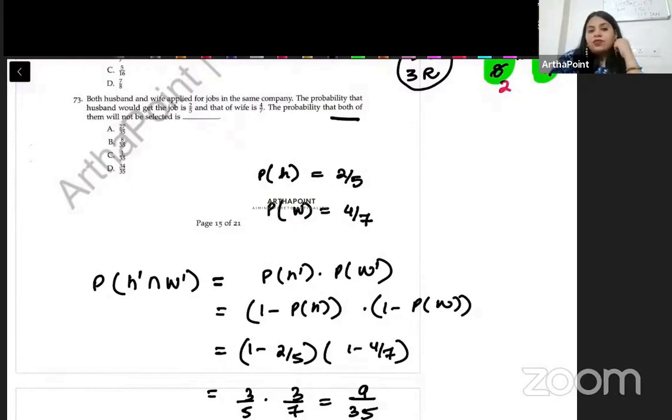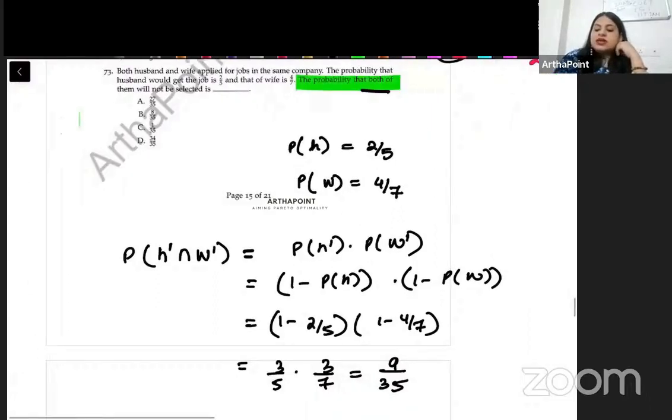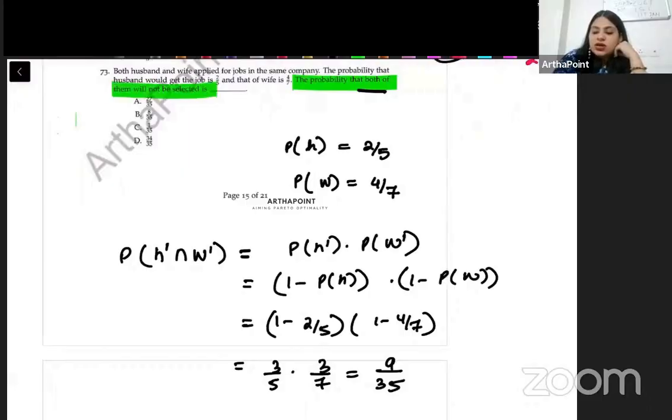Right? Now, if you notice, this is nowhere given to us. So if I go by the language that A is not selected and B is not selected, the probability that both of them will not be selected, if you notice here, nowhere will you find 9 by 35 here.